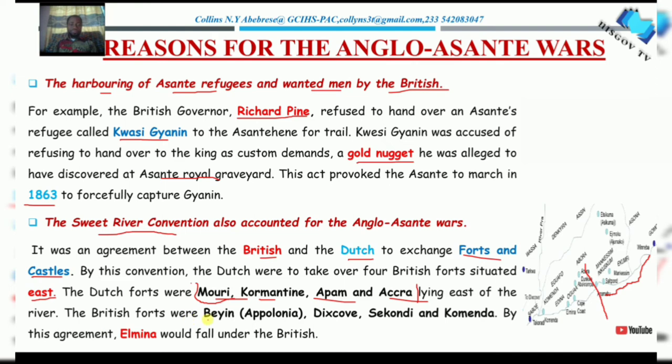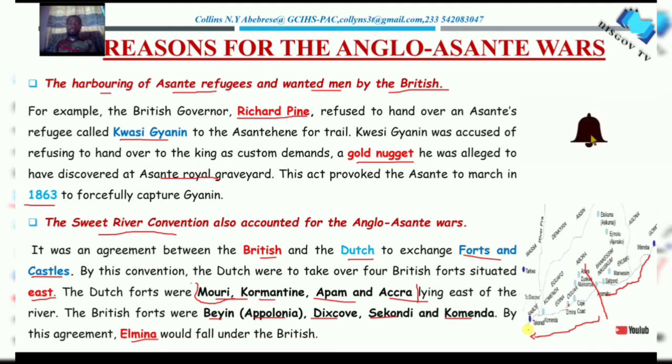Now, the British on the other side were also supposed to have forts like Benya, which is now Apollonia, Dixcove, Secondi, and Komenda. Per the agreement, the British were supposed to have these forts that belong to the Dutch on the western side, including Elmina. Now look at this area. Cape Coast, Elmina is here, Komenda is here, Takoradi is here, and Sekondi, it goes on and on. Now, this was the agreement.